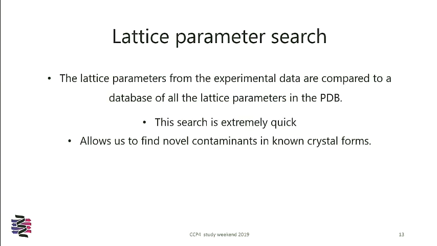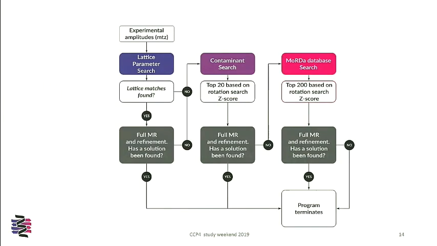Additionally, if you have a protein that's already been crystallized before, there's a good chance that it's going to crystallize in exactly the same form again. So we just do a lattice search. We look at the lattice parameters for our experimental data. We compare them to the lattice parameters in the PDB. And if we have anything that's similar, this is, as Eleanor said earlier, just a refinement problem, and it can be really, really quick to solve.